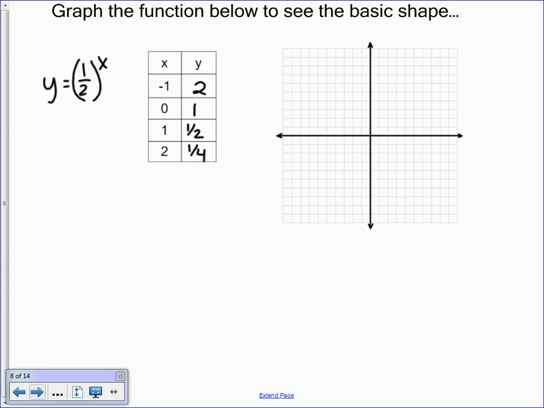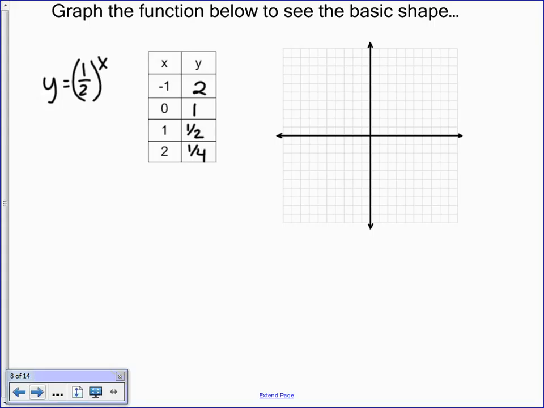1/2 to the -1. Well, that would flip what it's touching. So it would become 2 over 1 to the first, which is just 2 over 1 or 2. Anything raised to the 0 is always equal to 1. 1/2 to the first will be 1/2, and 1/2 squared, I think we did in the warm-up, is 1/4.